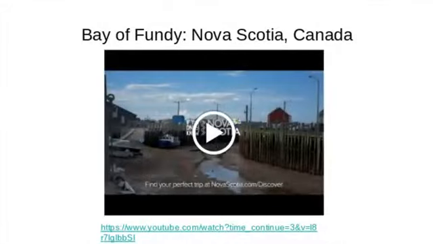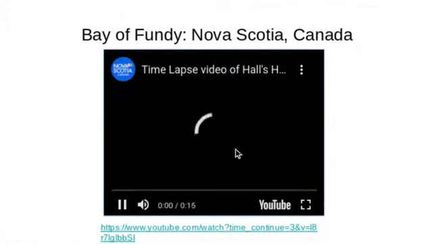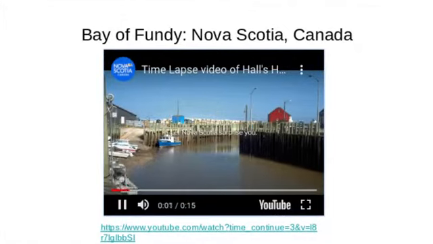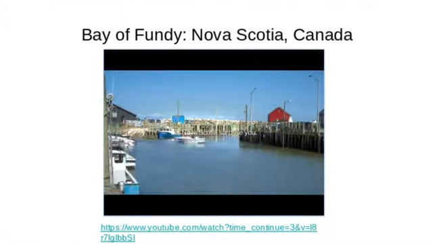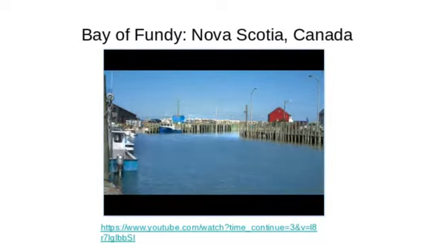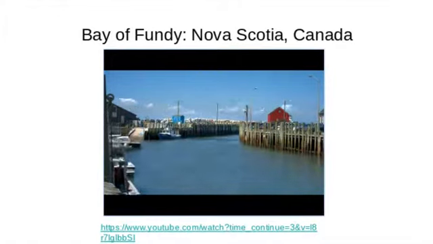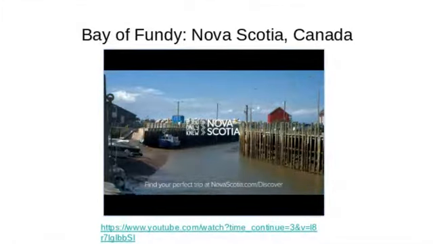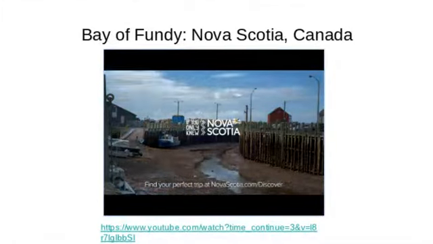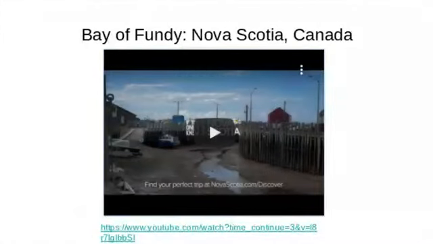So one cool location is the Bay of Fundy, which is in Nova Scotia, Canada. So we're going to watch this video, and this is an example of an extreme high tide and low tide. So this is a time-lapse video, so it's sped up, but you can see what's going on. The tide is high, and then it gets extremely low.